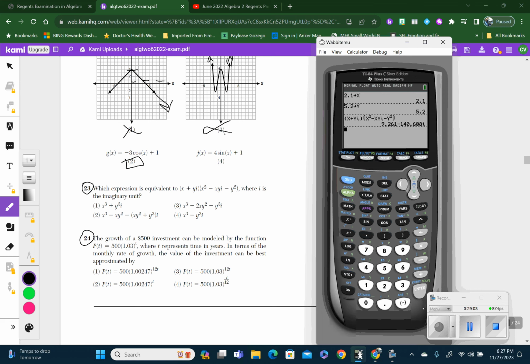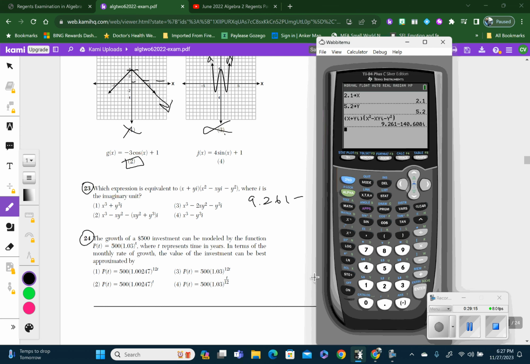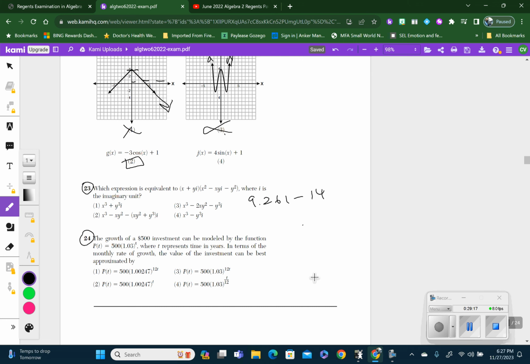All right. So now I have this weird number right here. So I'm going to write that number down. So 9.261 minus, and then I have 140.608i. And I plug each of the other ones in to see which one gives you the same one. And unfortunately, only the last one does.